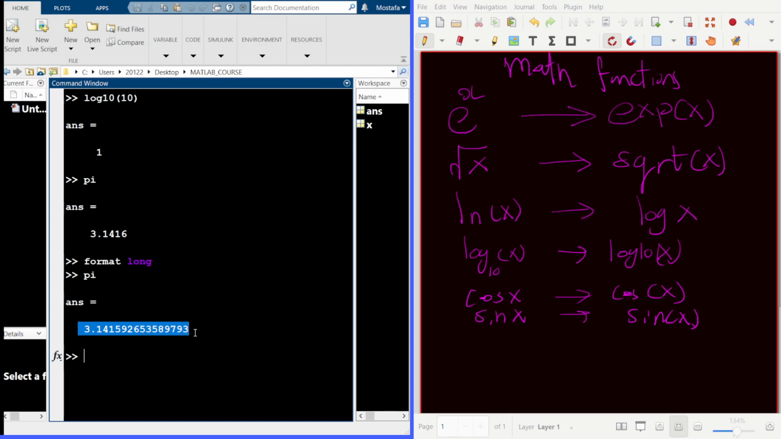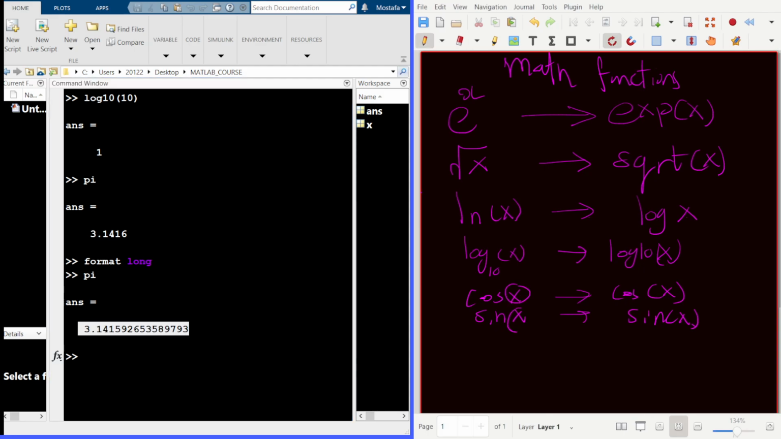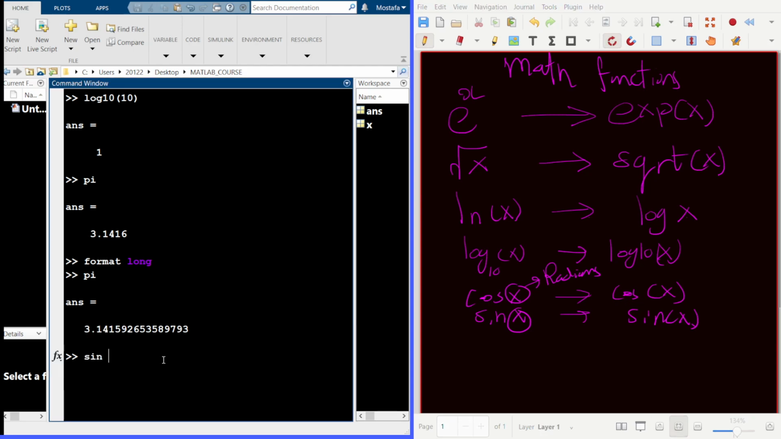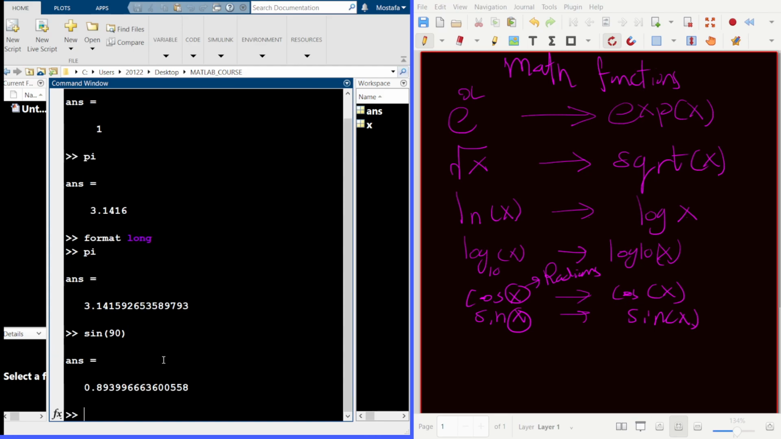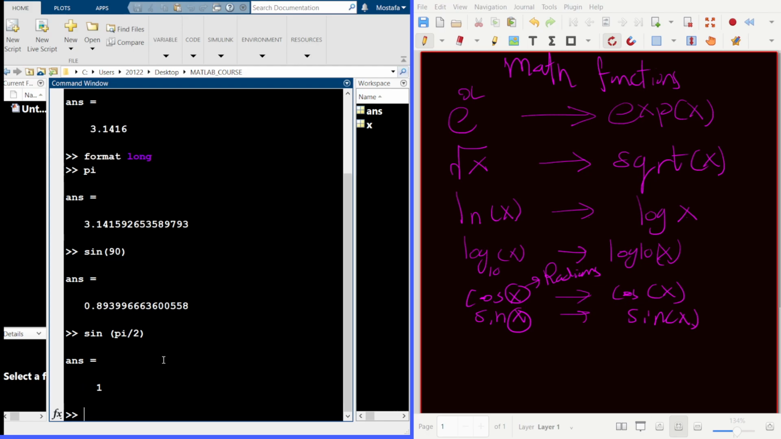Now, I have to comment something on the cosine and sine and all the trigonometric functions. In fact, x here is assumed to be in radians. So what that means is you shouldn't expect, for example, sine 90 to be 1, because now 90 is assumed to be in radians. Instead, what you can use is sine of pi over 2, that should give you 1. All right? So this is how we use the trigonometric functions.